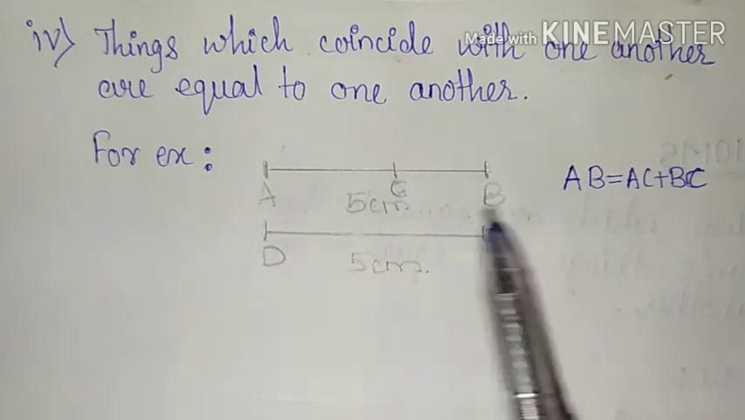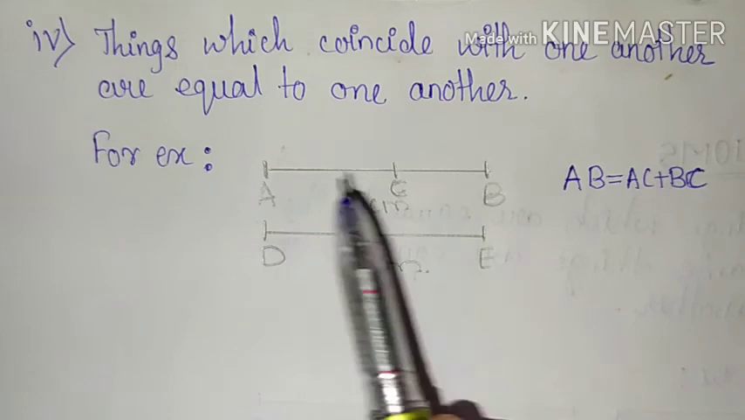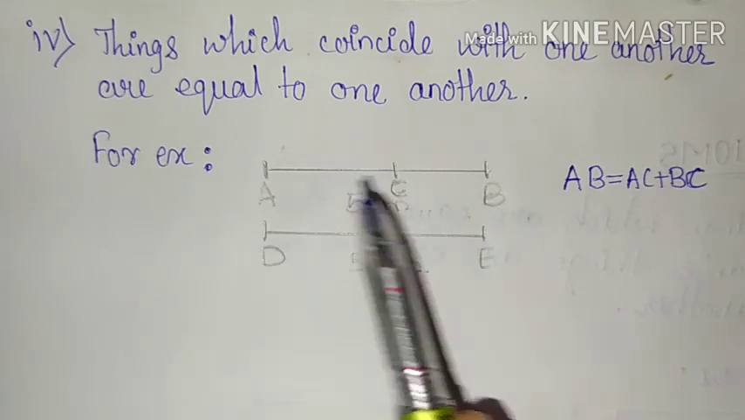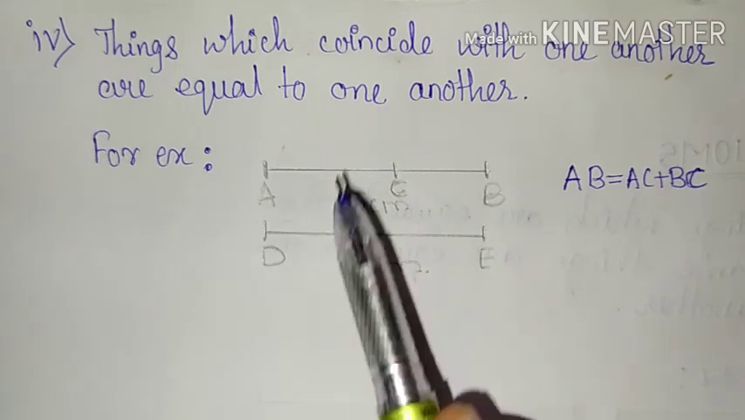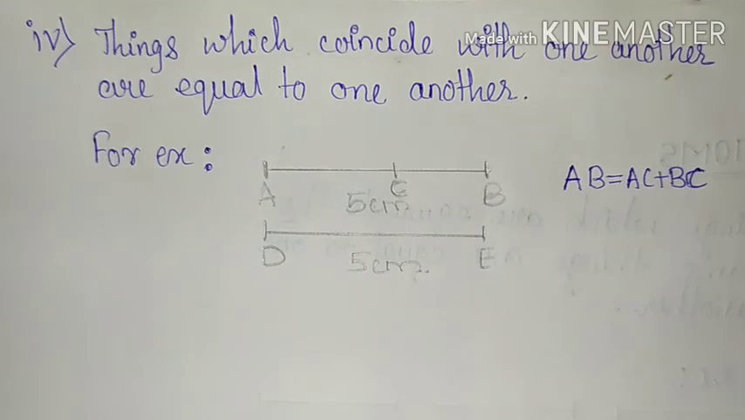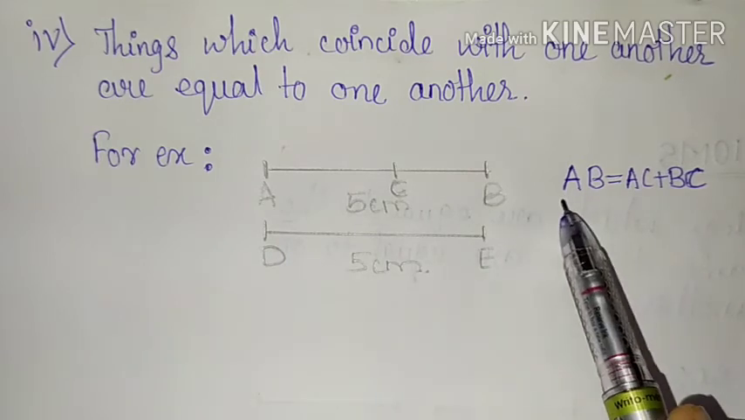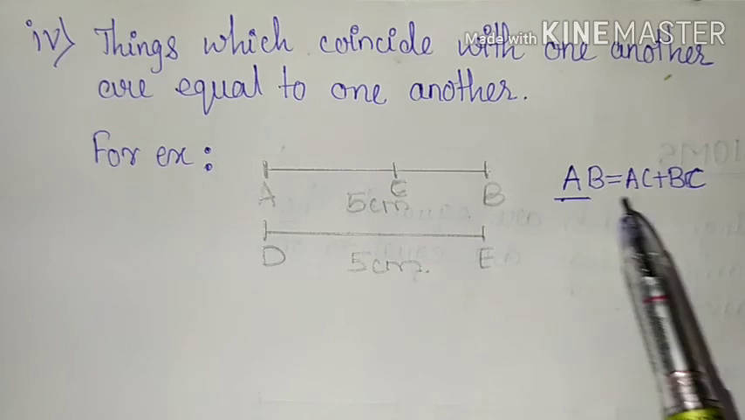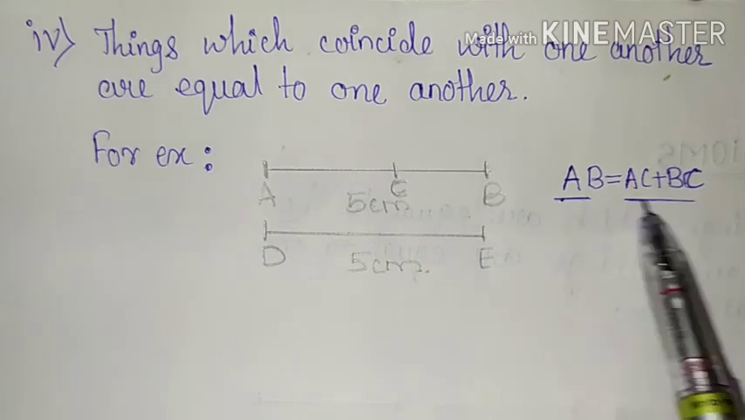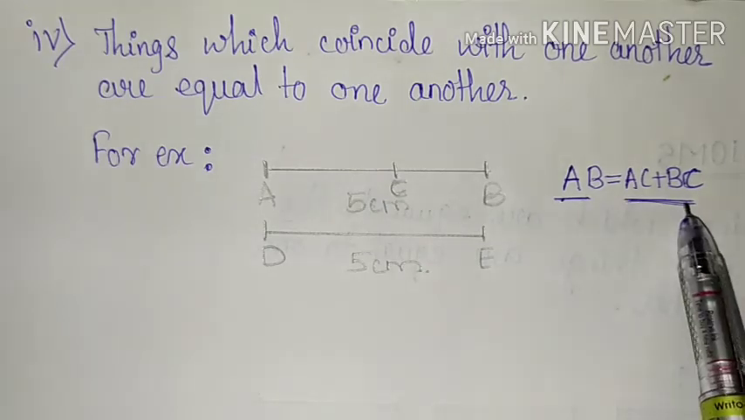AC plus CB is also a line segment which is equal to the bigger line segment AB, and they are lying on top of each other and they are exactly identical to each other. So they are equal to one another. That is what this equation says. Line segment AB is equal to line segment AC plus BC.